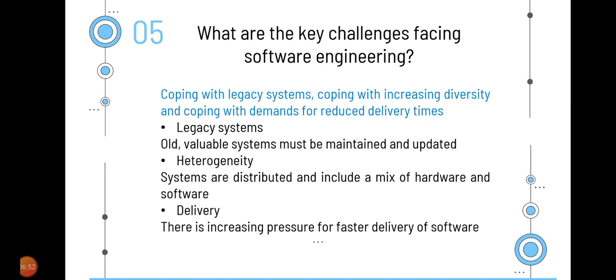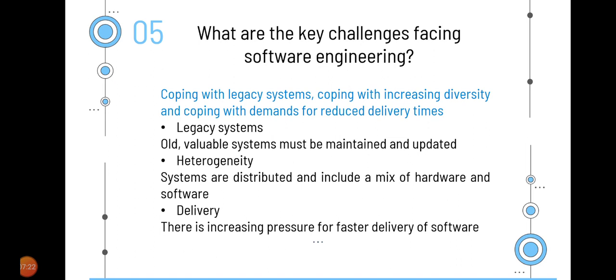On maintaining these old and valuable systems, a huge amount of space and a huge amount of resource as well as cost is involved. So it is extremely important to plan which system should be kept and which system should be discarded.